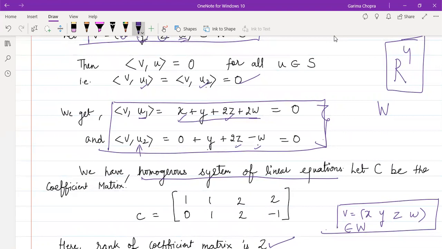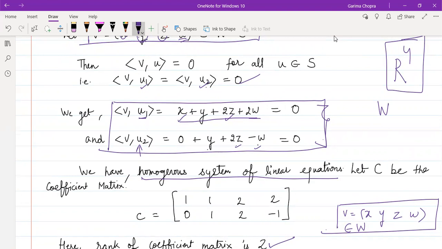We know that if you have to find the basis of a subspace, which is the set of solutions of a homogeneous system of linear equations, the dimension is n minus r. And what is this n minus r? N minus r is the number of free variables which we assume while solving the homogeneous system of linear equations.